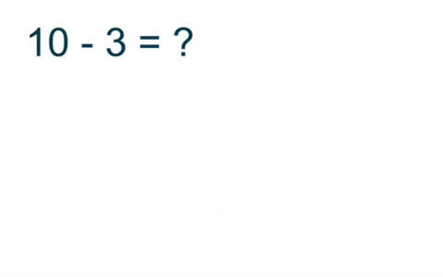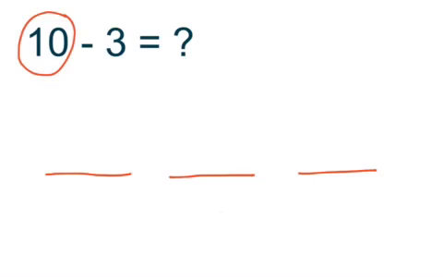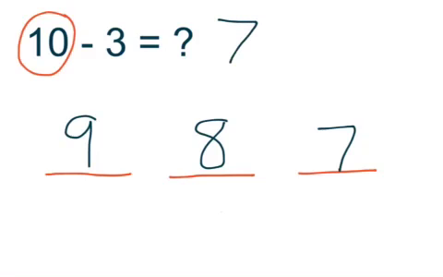Let's start with 10 minus 3. One of the ways is that we can count back. I need to put 10 in my head and then count back 3 spaces. I'm going to draw 3 spaces so I can count backwards 3 numbers. I'm going to put 10 in my head. Now I'm going to count backwards. 9, 8, 7. So 10 minus 3 equals 7.